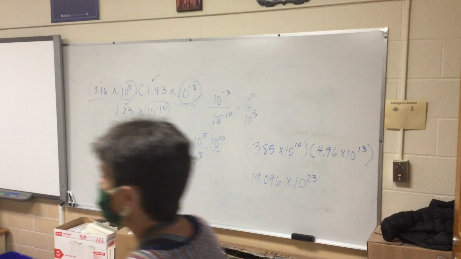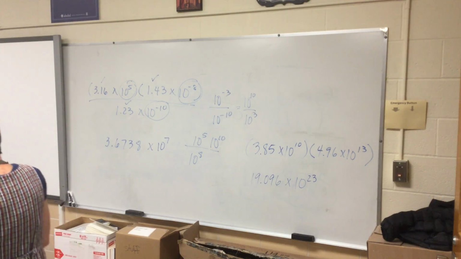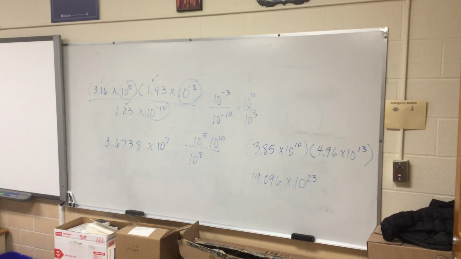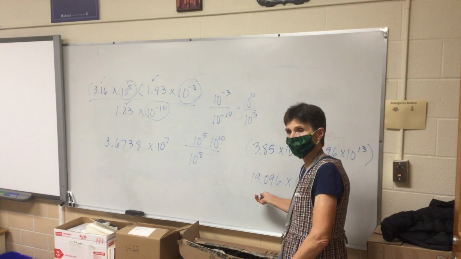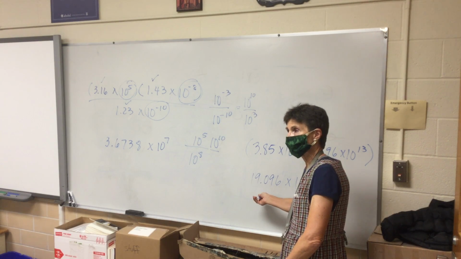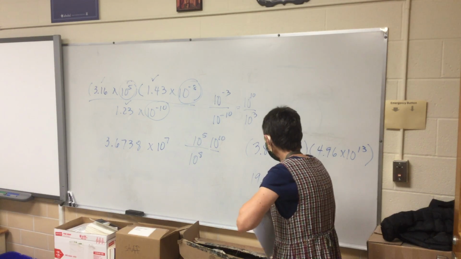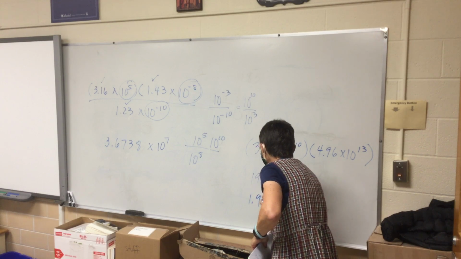Now, is there anybody who's got a problem with that answer? Because I do. We didn't make any mistakes, but we are not done. Exactly. We didn't make any mistakes. We did it exactly right. But can we have a number that looks like this? Doesn't that have to be 1.9096?